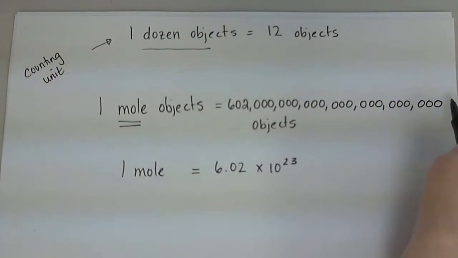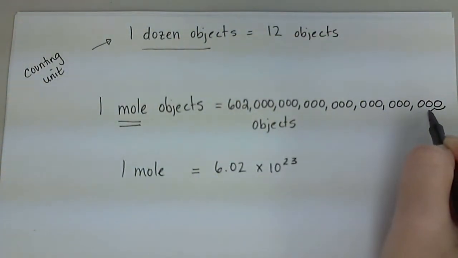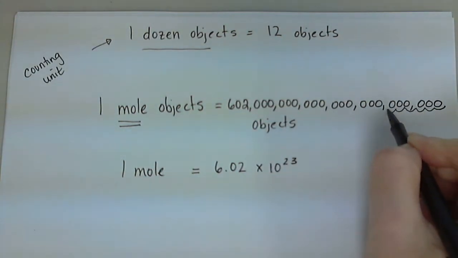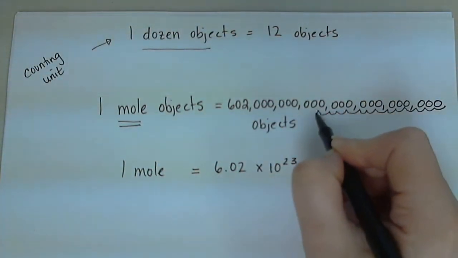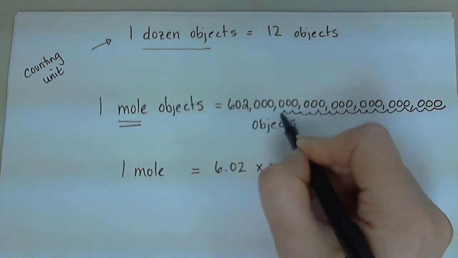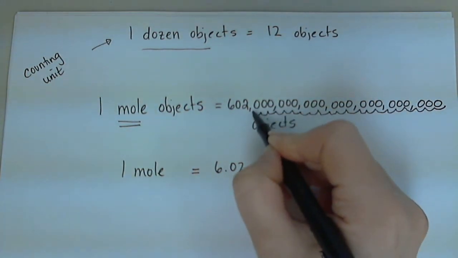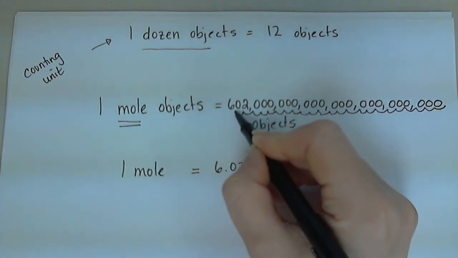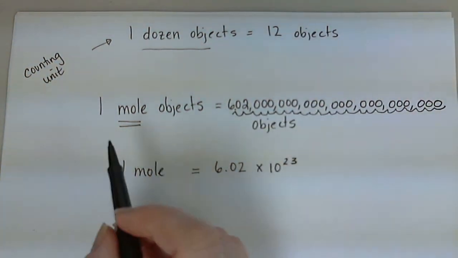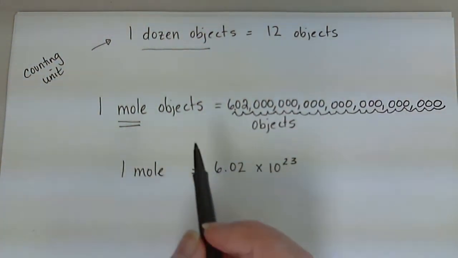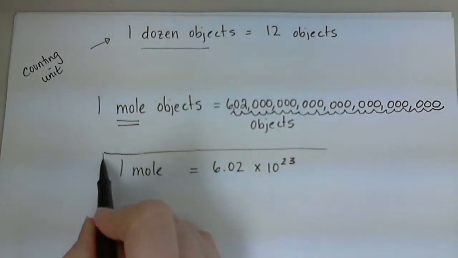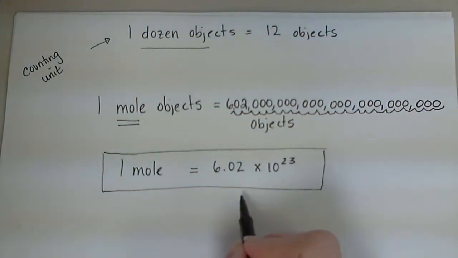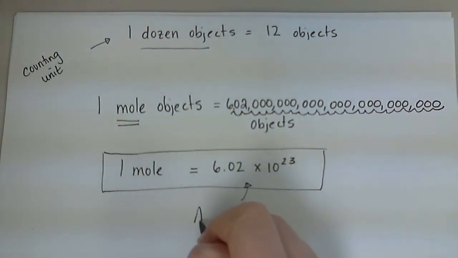All I did here, right, was just put this number in scientific notation. So we're essentially just moving the decimal 23 places. Okay? This expression right here, 1 mole equals 6.02 times 10 to the 23rd. And in particular, this number is what we call Avogadro's number.